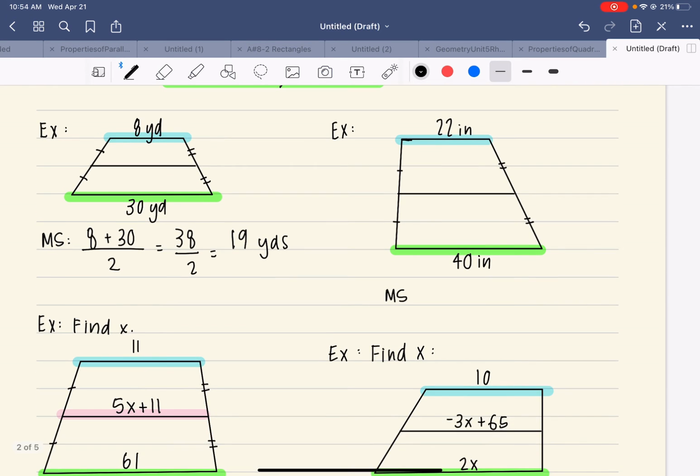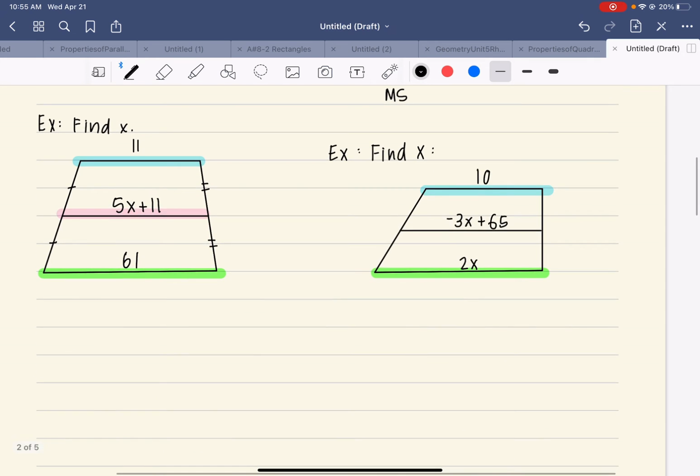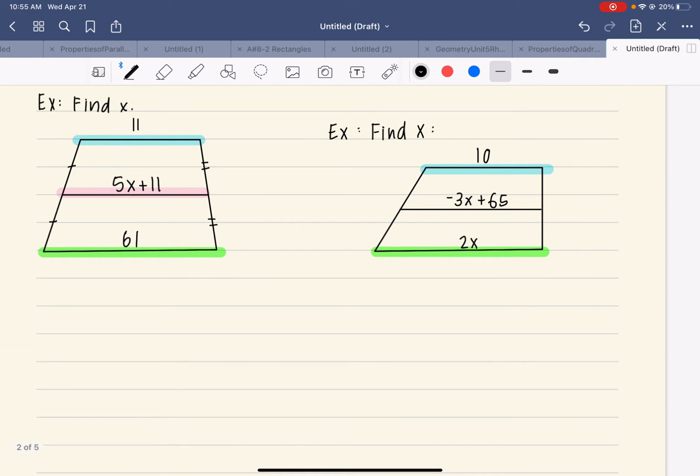All right, I want you to do example 2. I'll put the answers in the description below. So pause this video and complete example 2 and find the mid-segment of this example. This one's a little bit more difficult, but it's the same process. It gives us a value for our mid-segment here.